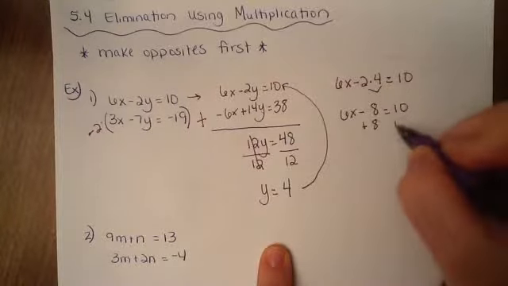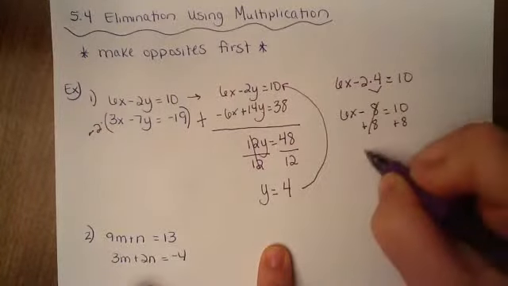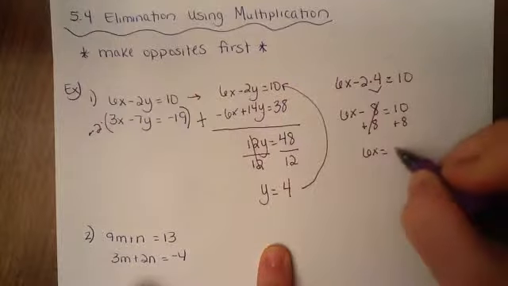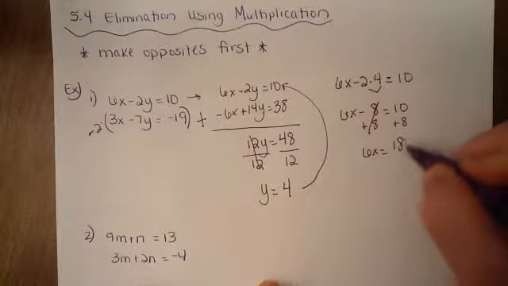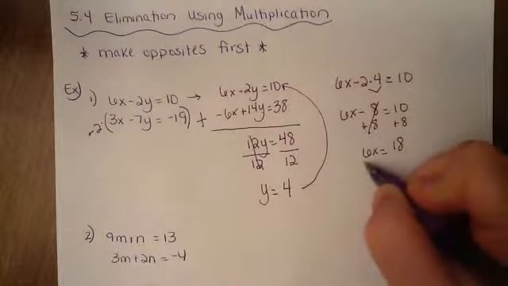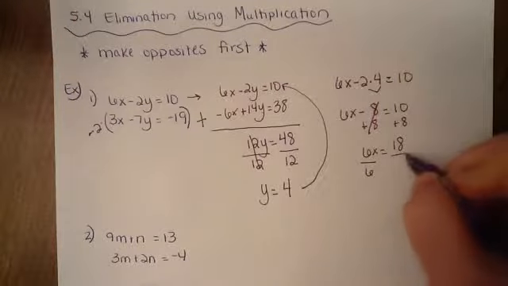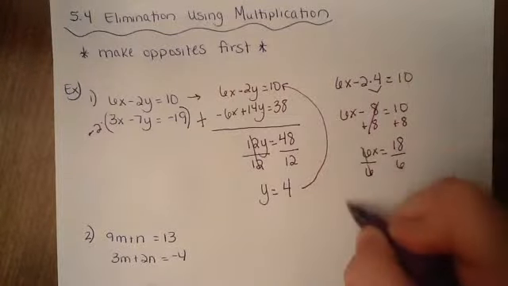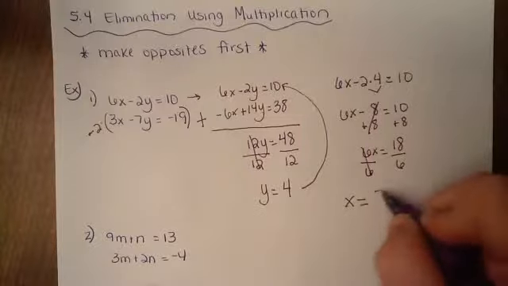Plus 8. 6x equals 18. And lastly, divide by 6, divide by 6. X equals 3.